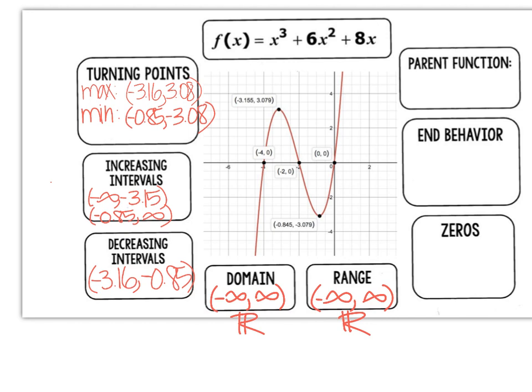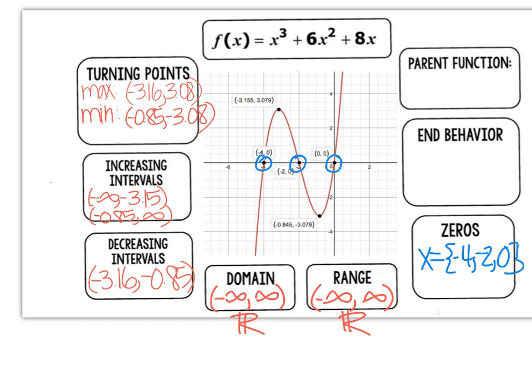Now our zeros. Our zeros are going to be where it crosses our x-axis. So this polynomial function crosses the x-axis at this point, and this point. And when we're talking about the zeros, we want to use the x-coordinates. So we're saying it crosses, here's a 0, there's a 0, and there's a 0. So x equals negative 4, negative 2, and 0.